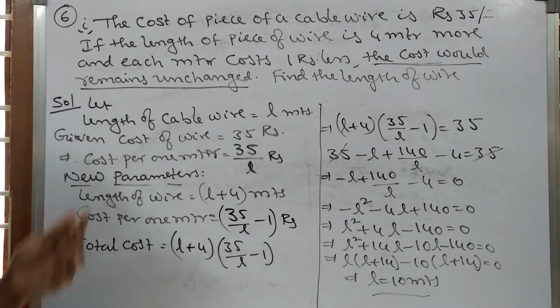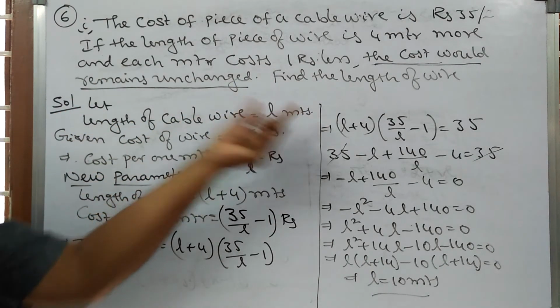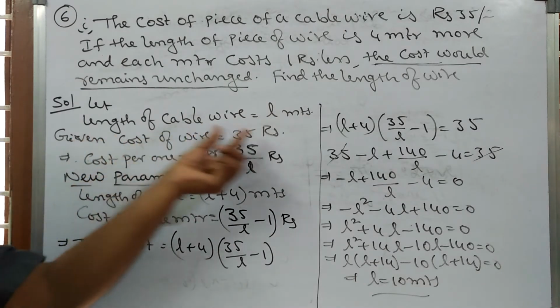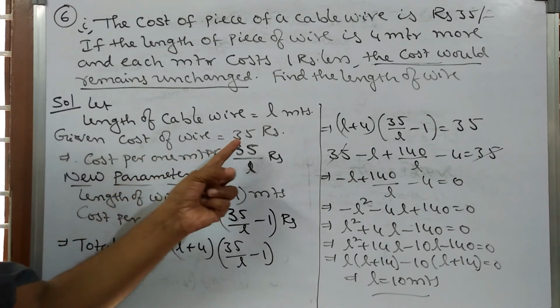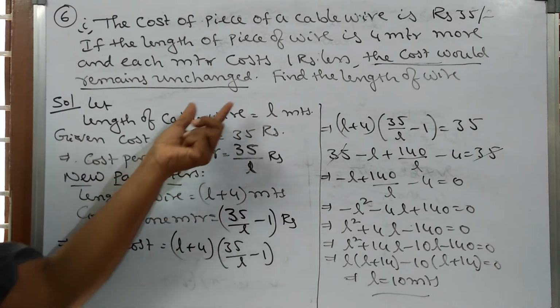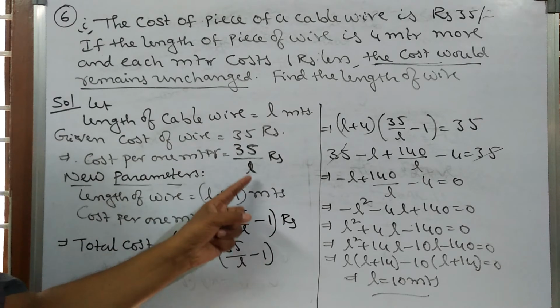So here once again, listen here. Length of the cable wire we are taking as L meters. Given the cost of the wire is 35 rupees. From that I am calculating cost per 1 meter. Cost per 1 meter is nothing but total cost by length, total length, 35 by L rupees.